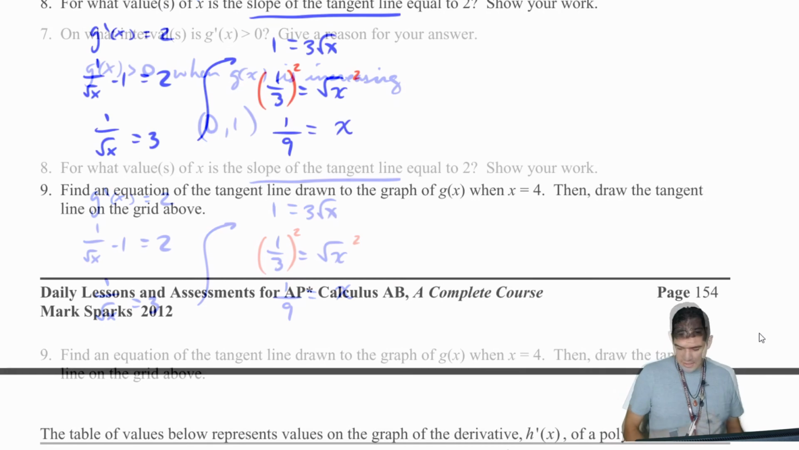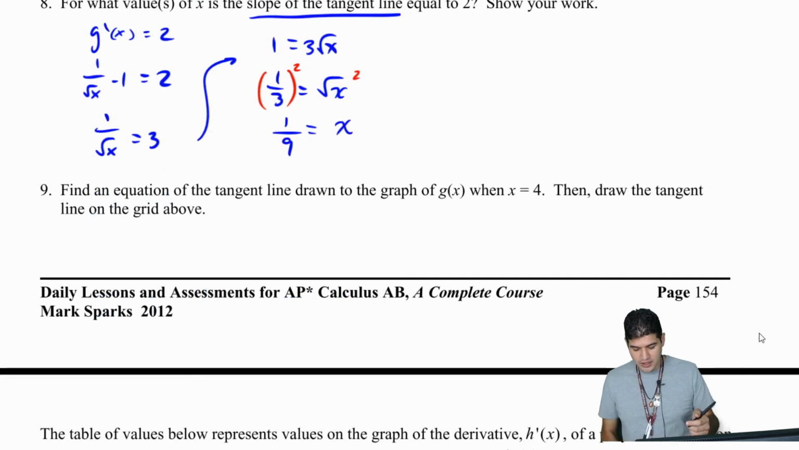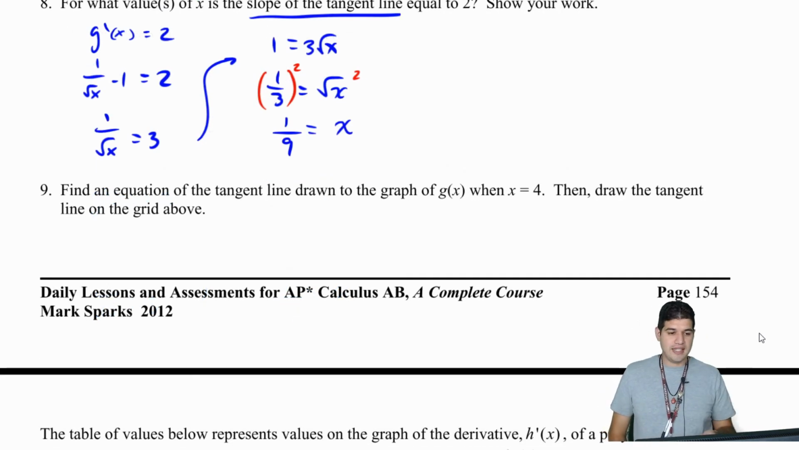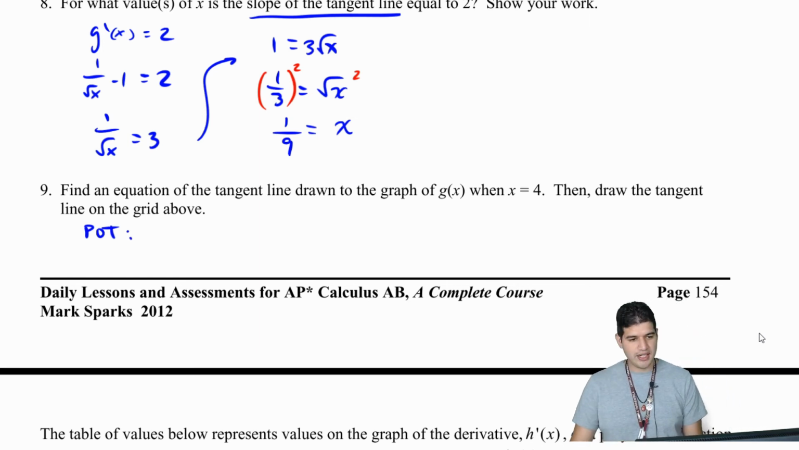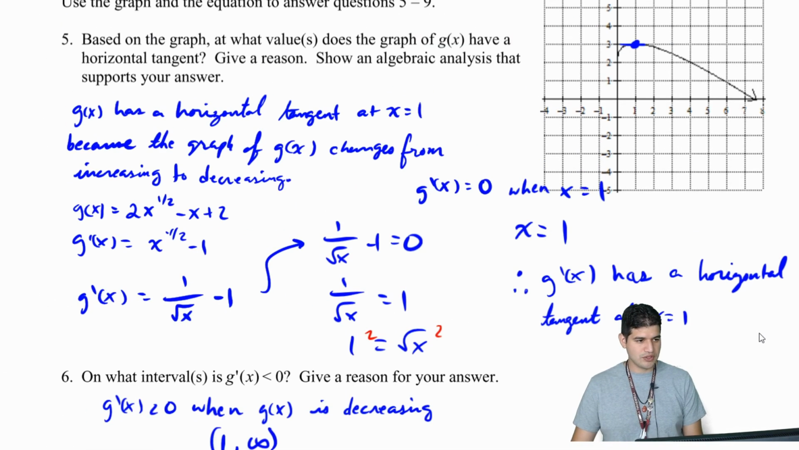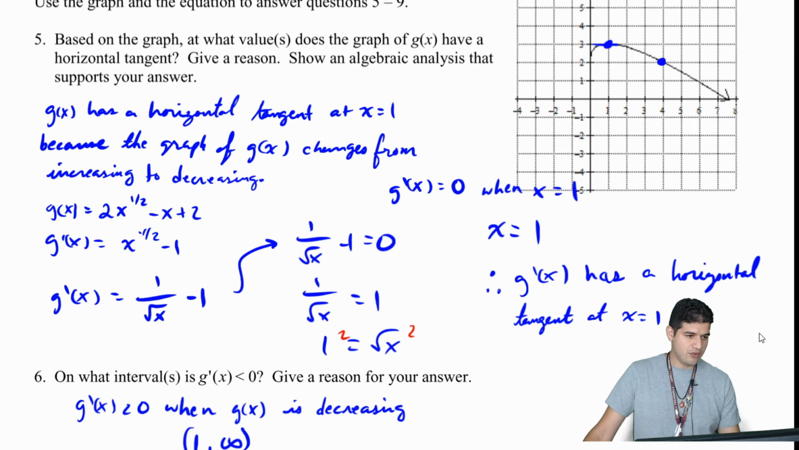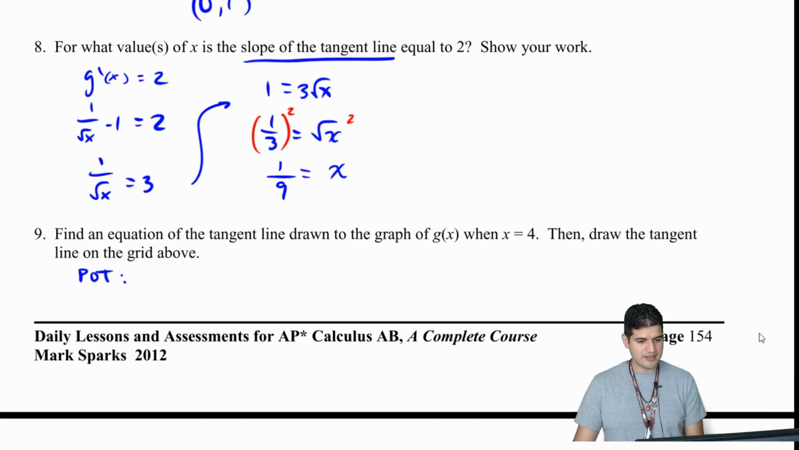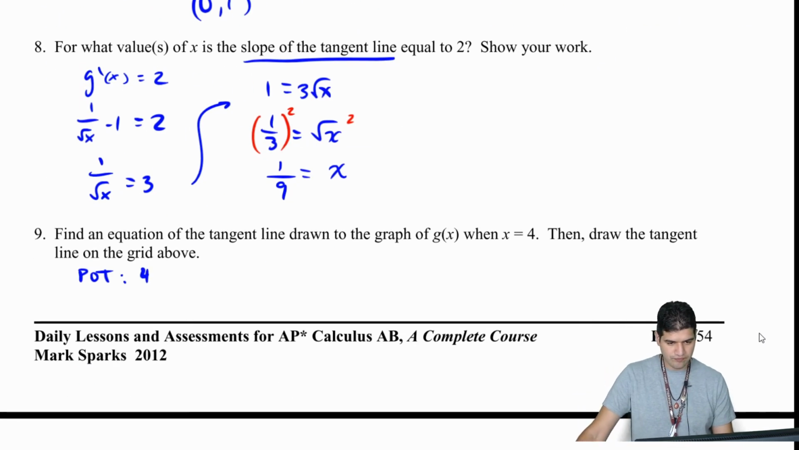And now finally we want to find, okay, what is the slope of the tangent line drawn to the graph of g of x when x equals 4? So let's start with this. What is our point of tangency? You're going to get your point of tangency from the graph. So when x equals 4, let's look at that. So what is that value? So that's going to be (4, 2). So that's going to be my point of tangency, (4, 2).